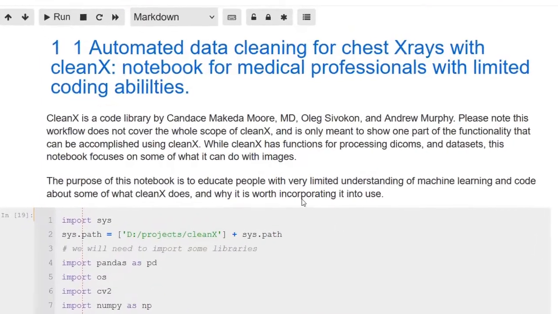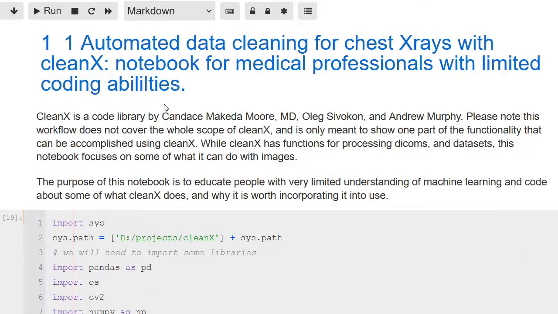This notebook is made for medical professionals with very limited coding ability who want to contribute to creating AI algorithms related to chest x-rays. If you've worked in a hospital, you probably already know there are a lot of chest x-rays and relatively few people with very little time on their hands to read them.